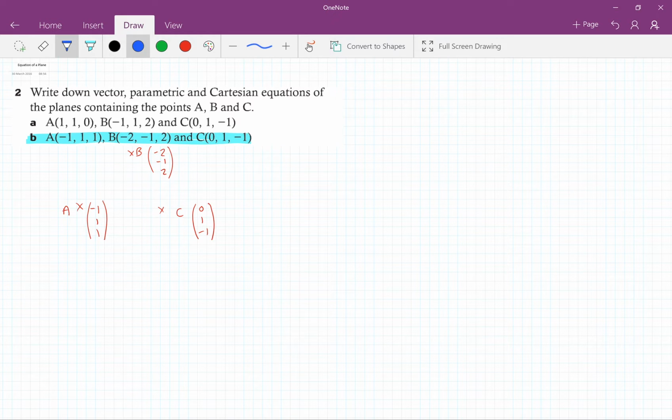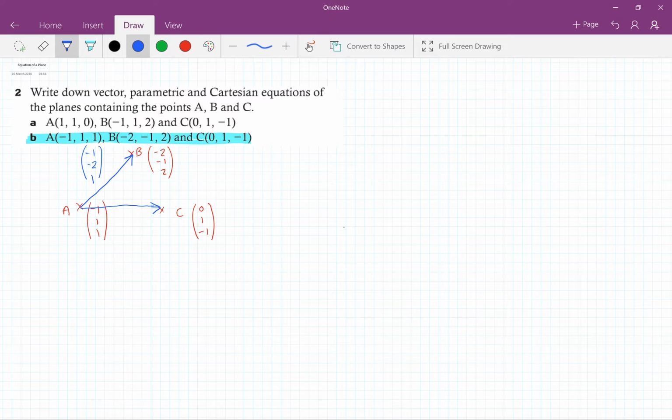Okay, so I'm trying to find the vector equation of a plane. 3 points define a plane. So I have the 3 points A, B, and C. What I'm trying to do is find the vector from A to B and the vector from A to C. So I can do that relatively easily.